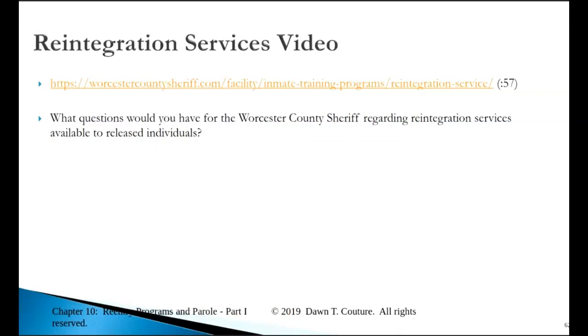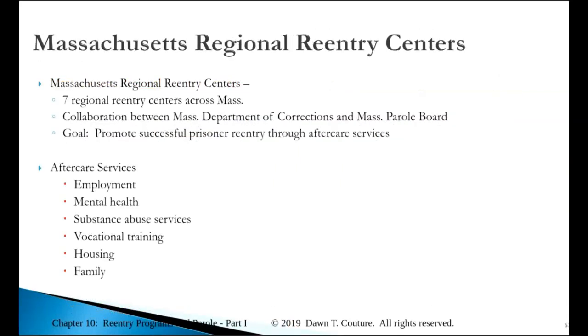Okay. Sheriff's departments might offer reentry programs. These regional reentry centers are hugely important. They are the front line of helping people successfully access employment, mental health, substance abuse, vocational training, housing, and family relationships.